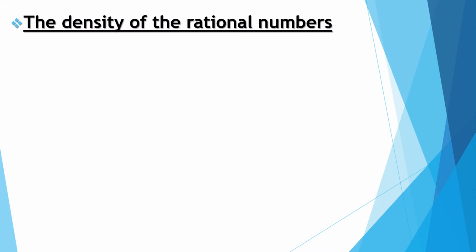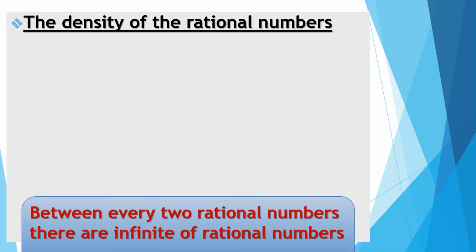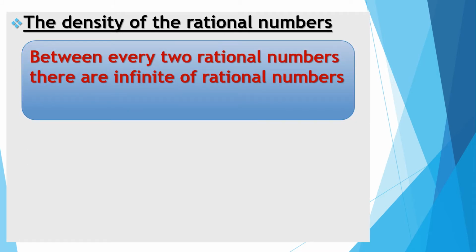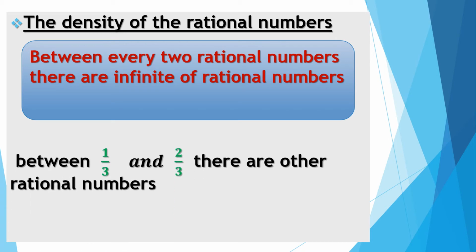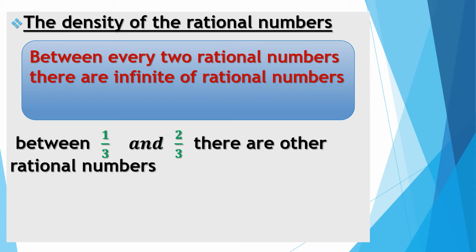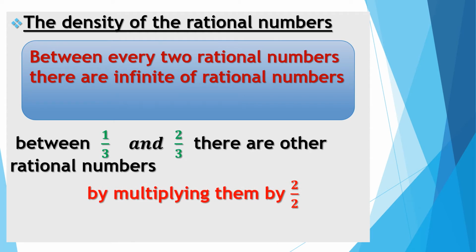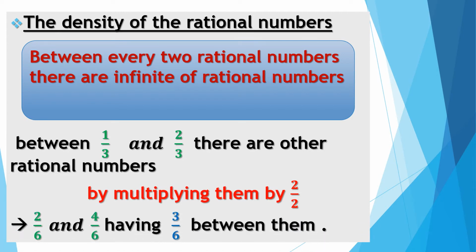And now, what is meant by the density of the rational numbers? Yes, between every two rational numbers there are infinitely many rational numbers. Such as, we can say that between 1 over 3 and 2 over 3 there are other rational numbers. By multiplying both numbers by 2, we get 2 over 6 and 4 over 6. Between 2 over 6 and 4 over 6 we have 3 over 6.